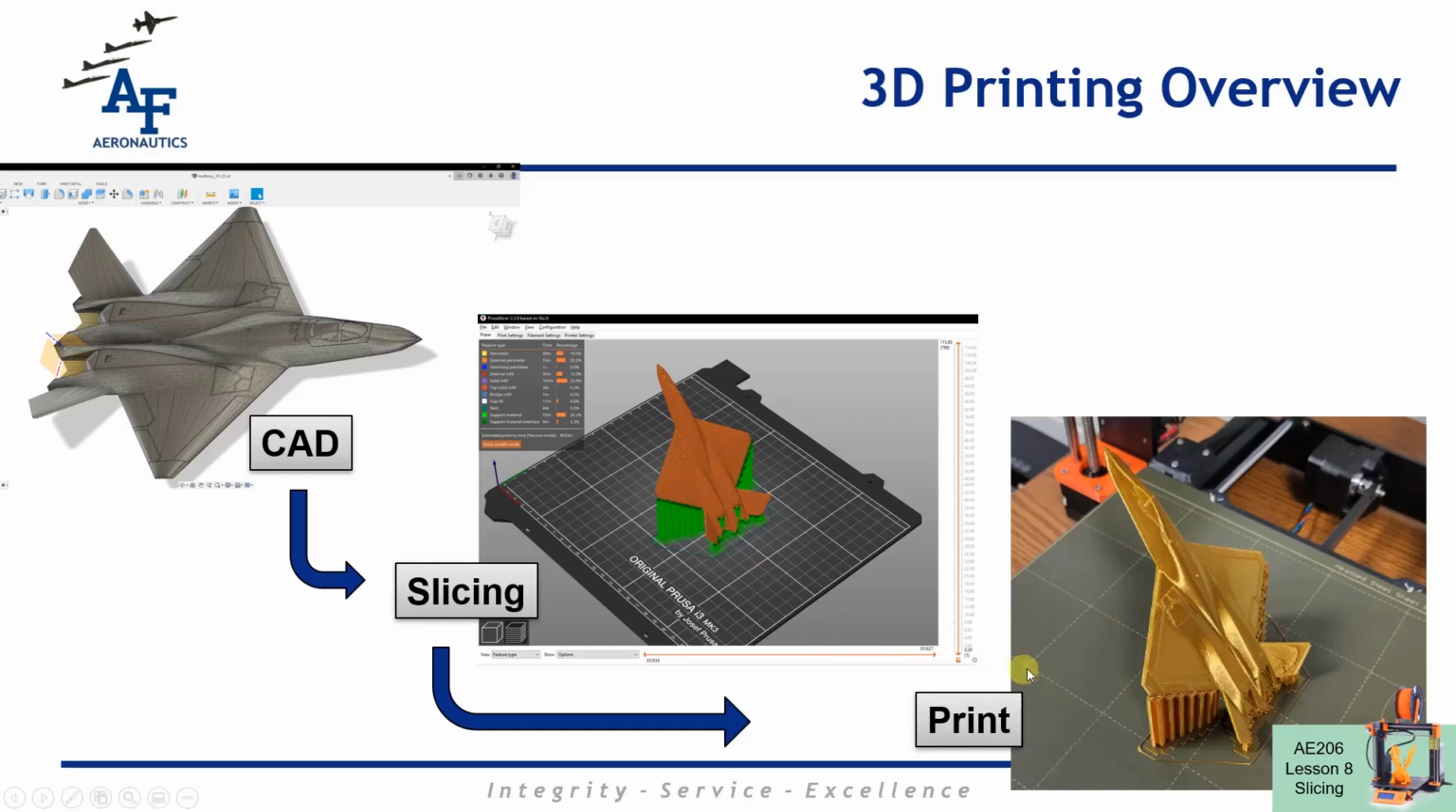We take that gcode file and load it up on the printer, insert our filament, and tell the printer to start printing. We're going to be spending a lot of time in this video talking about the slicing process. We talked about CAD last time, and next time we'll go through how to actually use the printer.